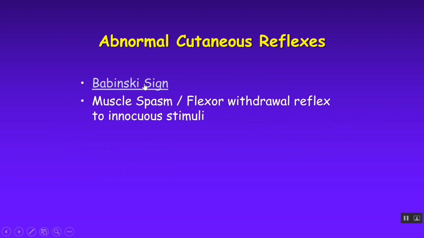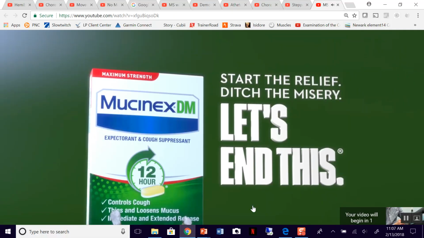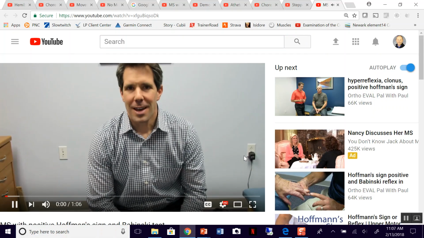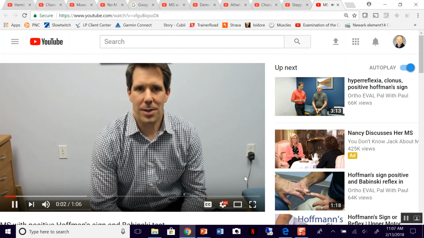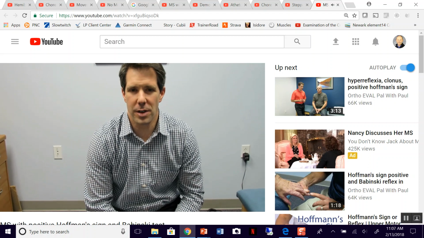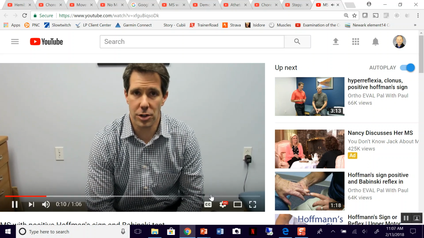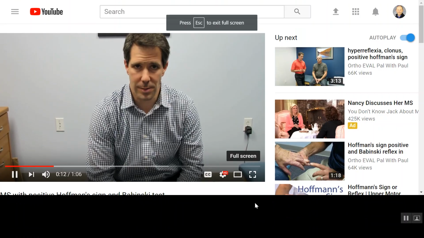We'll show you this. Here's a physical therapist actually showing a Babinski sign in a patient. This is an ortho therapist who's got a patient with MS, and he shows two reflexes. I wish the sound would work, but it's not. She's saying she has MS, a mild case.